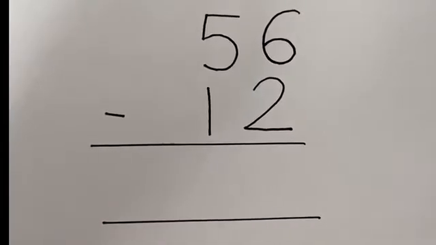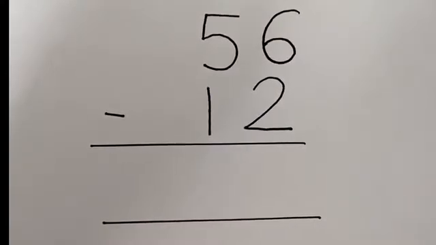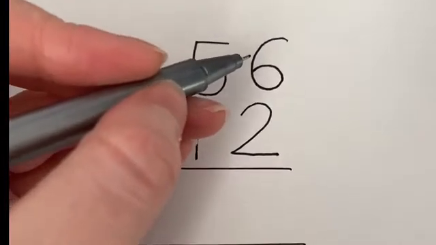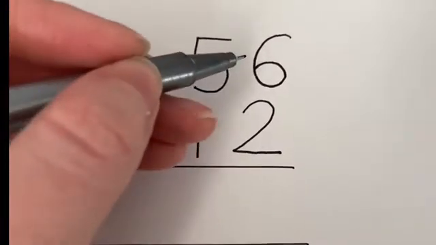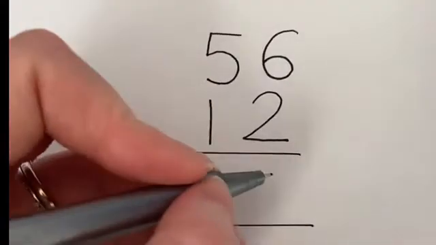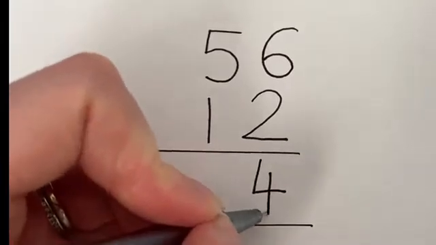As you can see, the 6 and the 2, the units, are lined up directly underneath each other, and the 5 and the 1, the tens, are lined up correctly too. Just like our addition, we have to start with the units. We start over here with 6, subtract 2. 6 take away 2, we count back 2 places, we get 4. 6 take away 2 is 4.